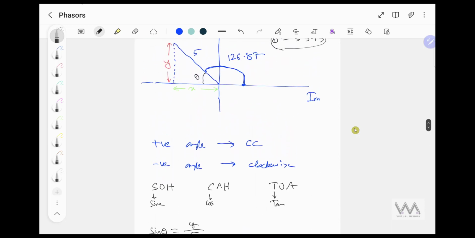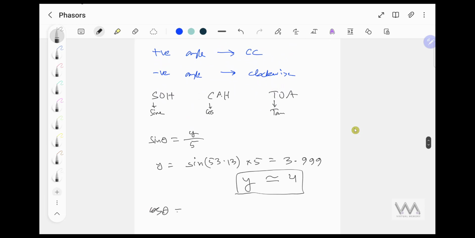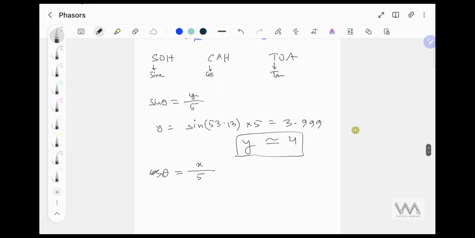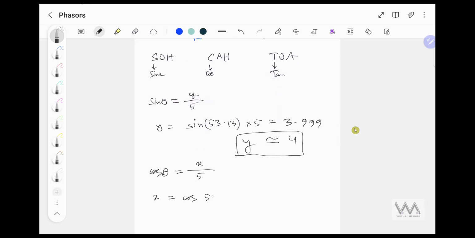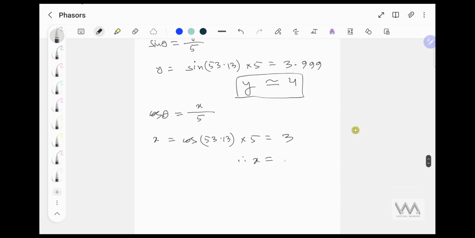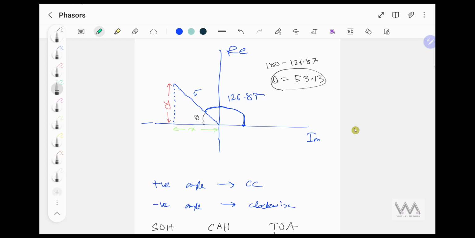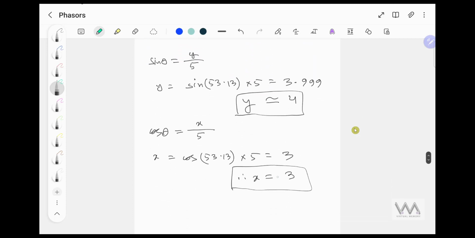In order to find x, we can use cosine. So cosine theta equals adjacent, adjacent is x, over hypotenuse, which is 5. So x equal cosine theta, which is 53.13, times 5. Let's put it in the calculator. Cosine 53.13 times 5 gives you 3. So x equal 3, but y is in the positive direction, so y is positive. Since x is in the negative direction, the x is going to be negative. So it's going to be negative 3.